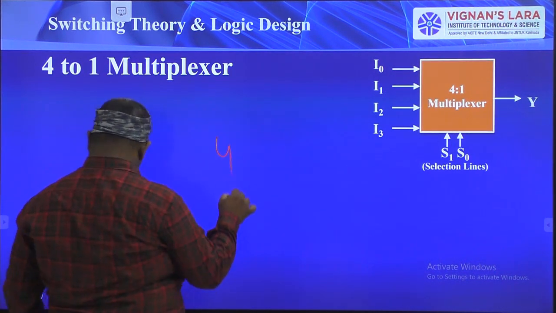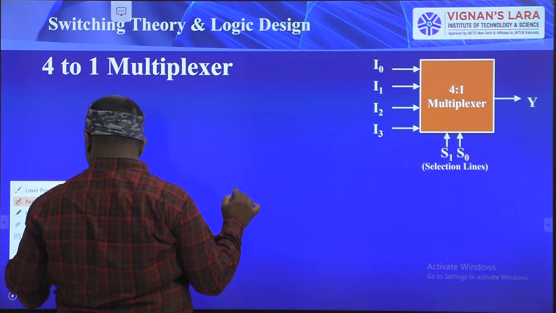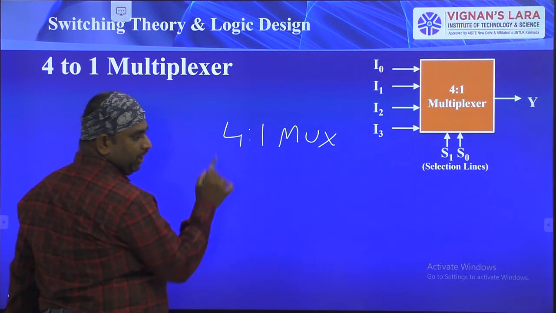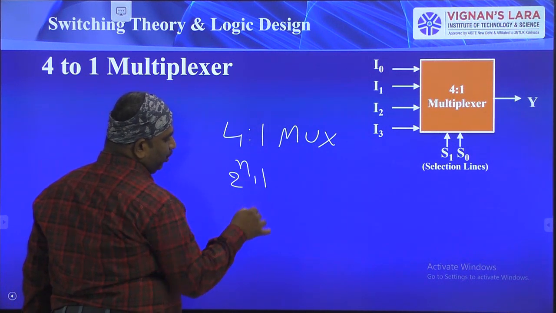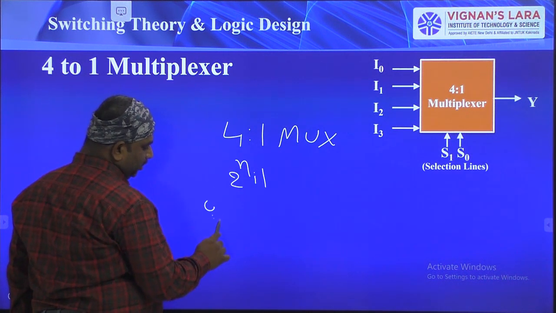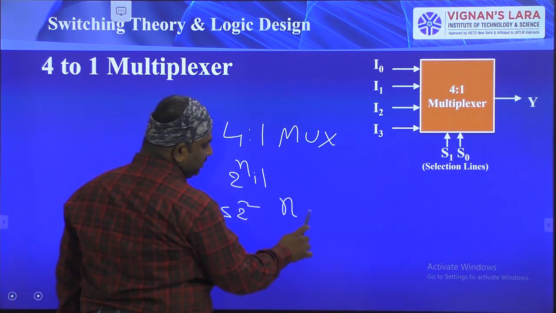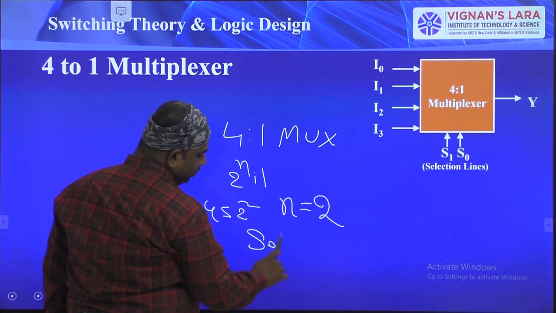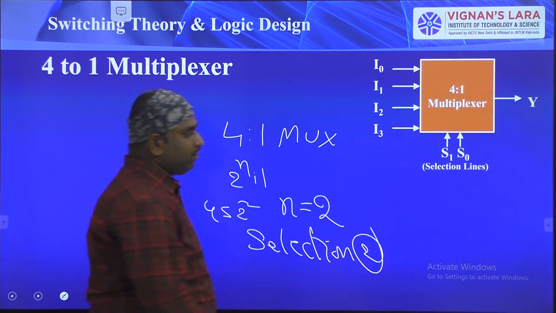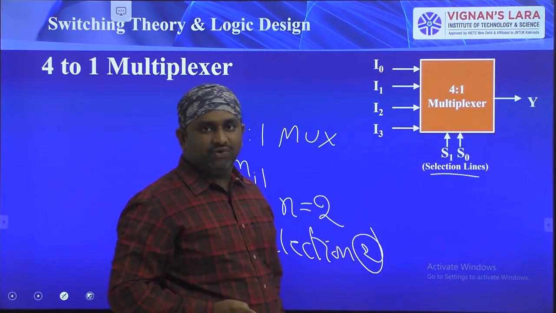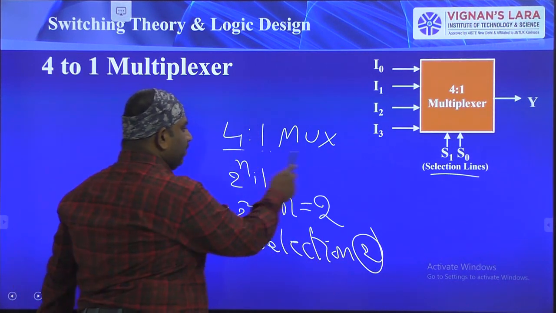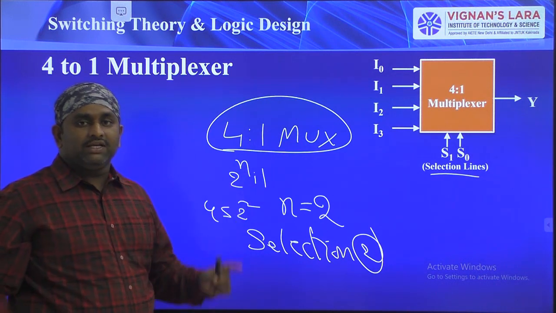So see here, 4:1 mux. You have to convert this into 2 power n is to 1. Here 4 is equal to 2 power 2, so n is equal to 2. That means selection lines are 2. So for that reason I have taken S1, S0. From this 4:1 mux, I said that selection lines are 2.